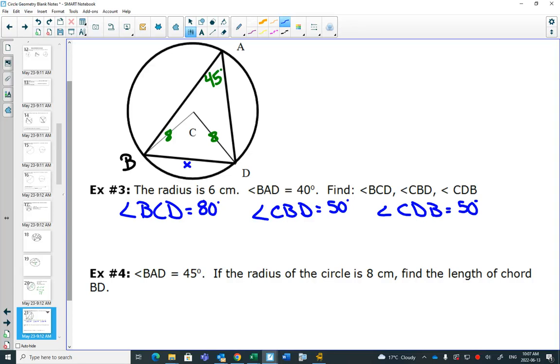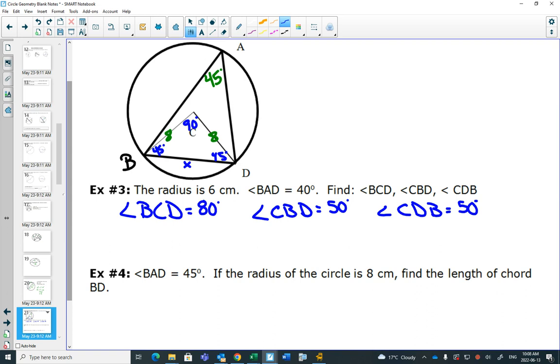What do we know? We know BAD. That one's already been told to us, yes? So what do we know from a property? BCD is 90 degrees. And then the angles B and D are 45 each, because it has to add up to 180, and it's an isosceles right angle triangle.